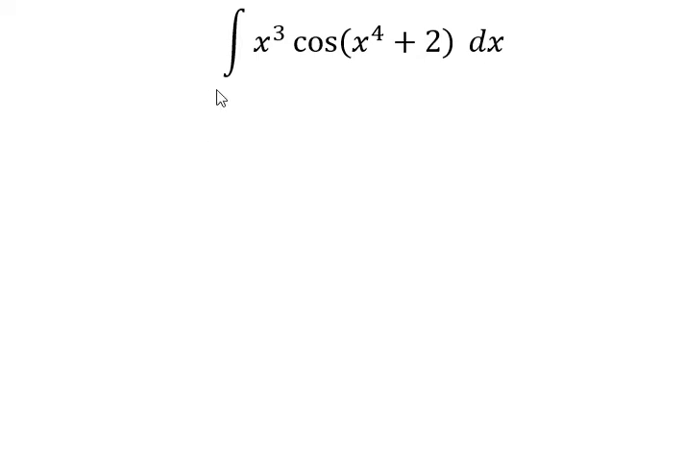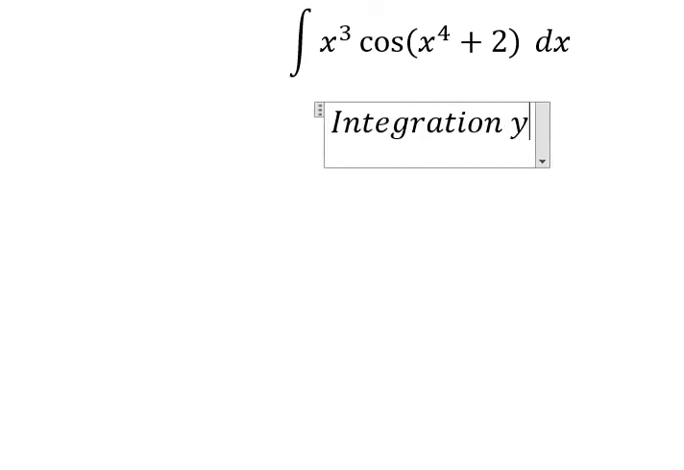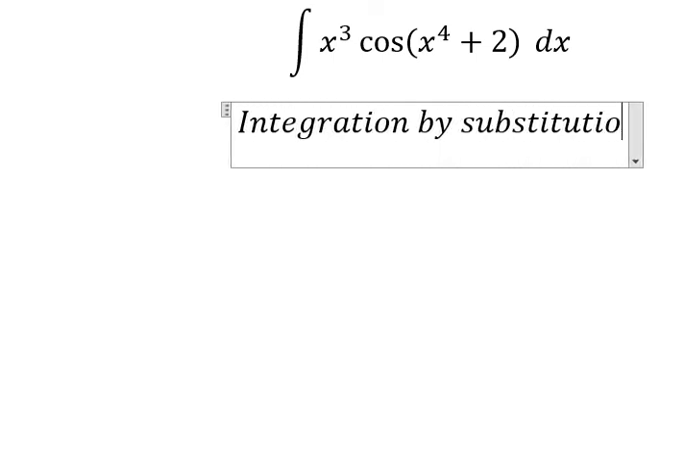The topic today is about integration. So now I will show you how to answer. We need to use integration by substitution.